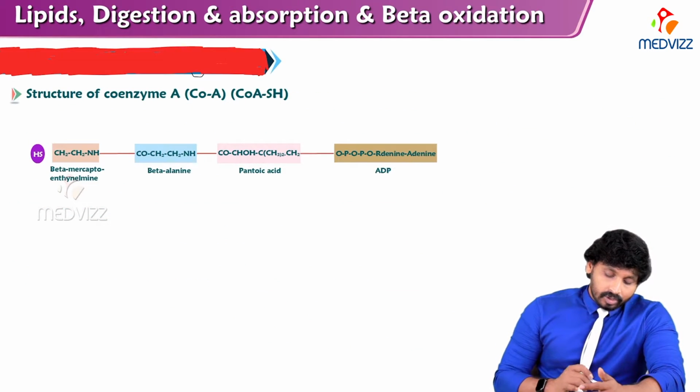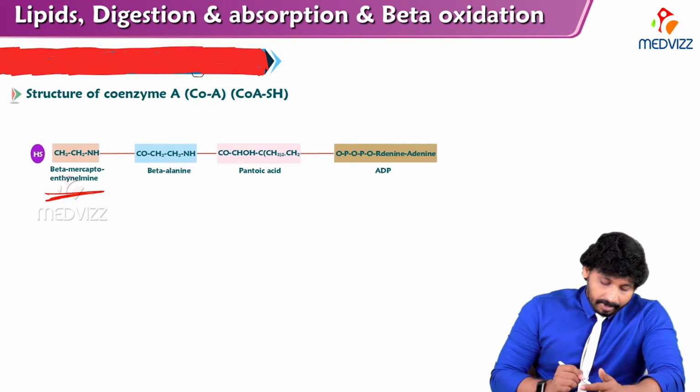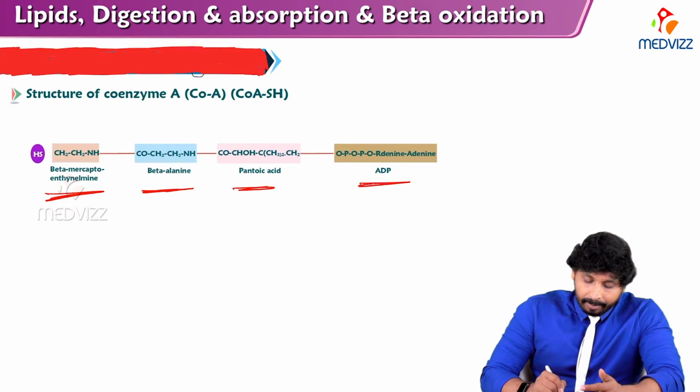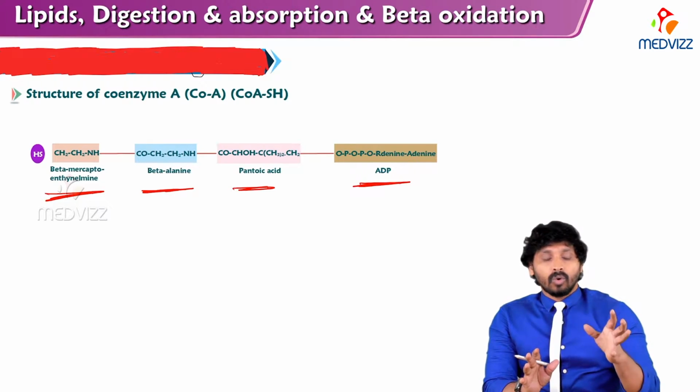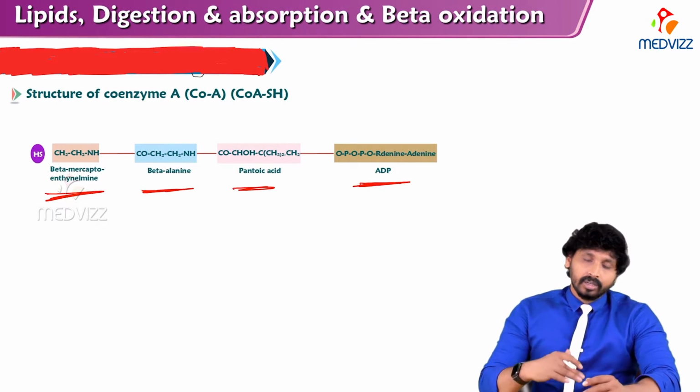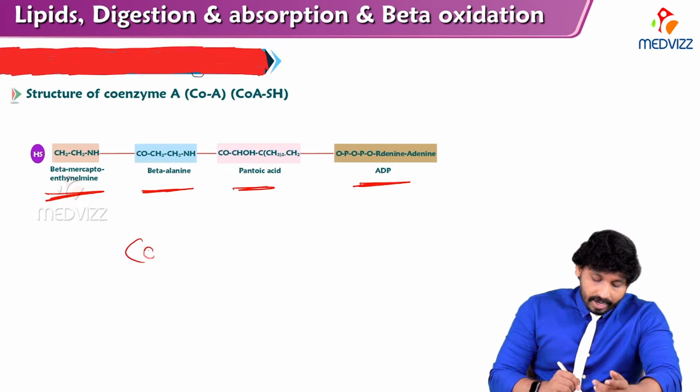This is the structure of coenzyme A: beta-mercaptoethanolamine, beta-alanine, pantoic acid and ADP, that is adenosine diphosphate. This is the complete structure of CoA, coenzyme A, or you can write it as CoA-SH.